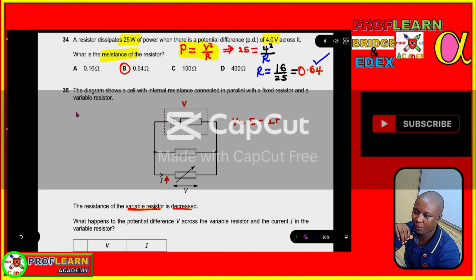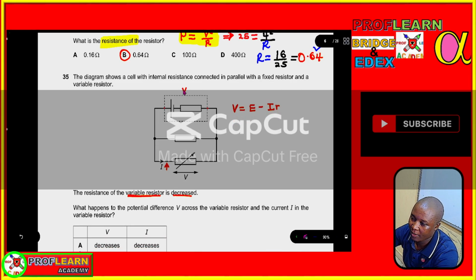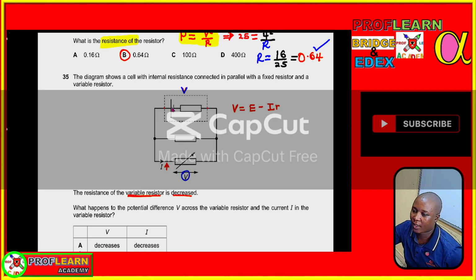Question 35: the diagram shows a cell with internal resistance connected in parallel with a fixed resistor and a variable resistor. So we have a voltage, a potential difference there. The voltage being read here is the terminal voltage of the cell, because these components are in parallel. So the voltage down here is the same voltage, and this one will be having the same voltage, right?